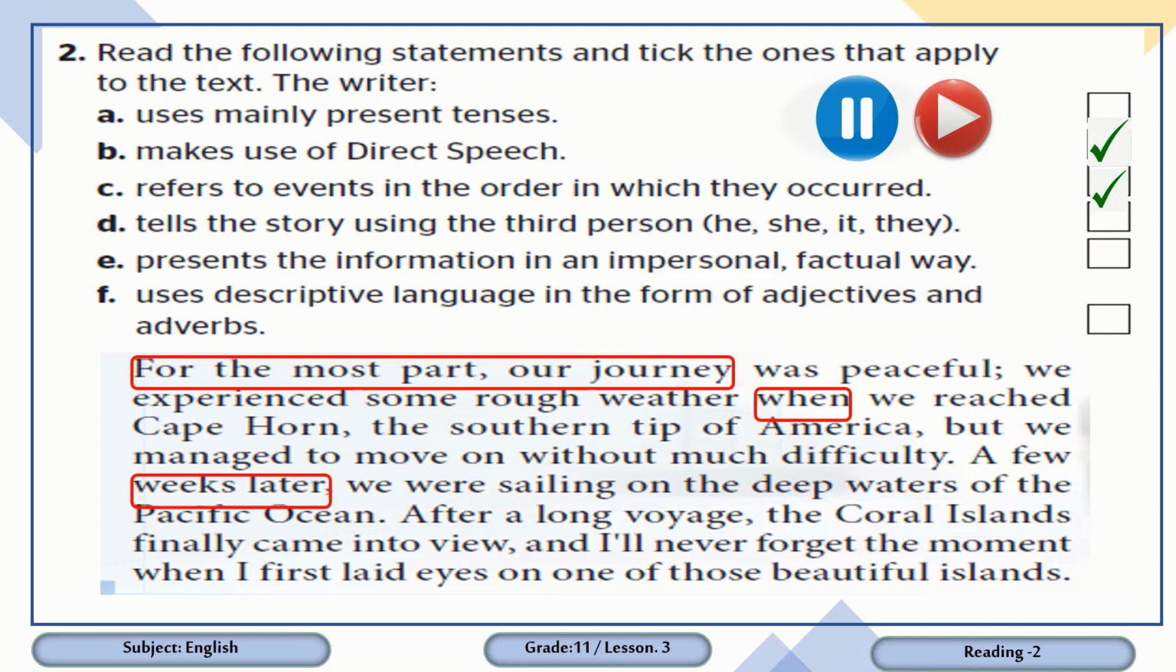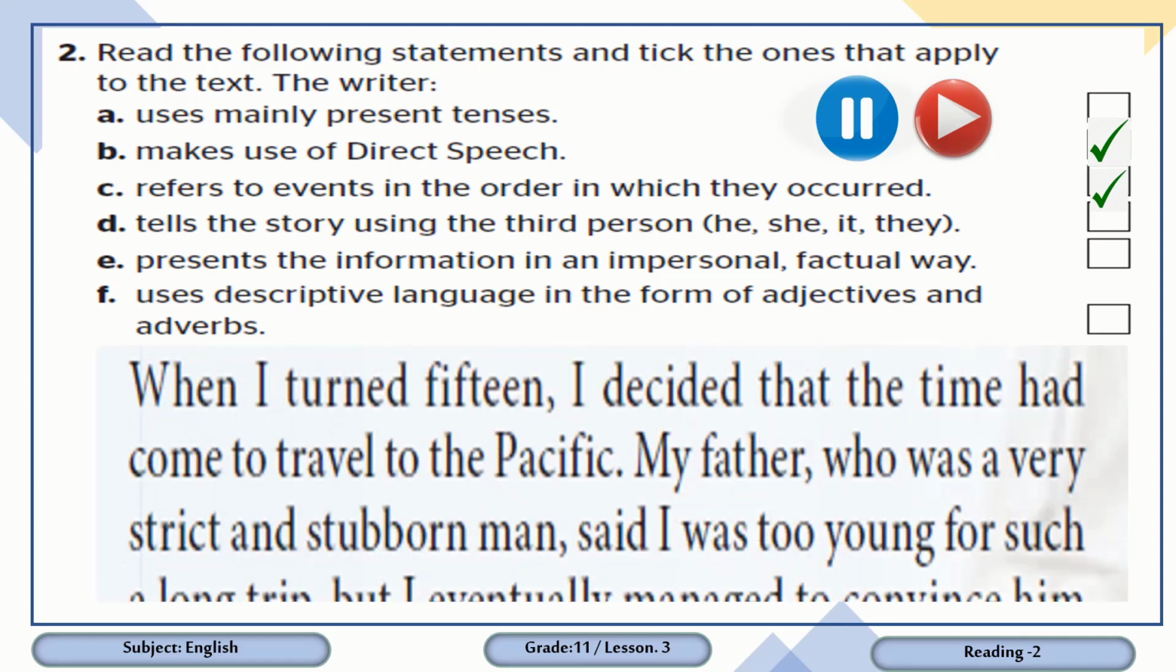Does the writer use descriptive language in the form of adjectives and adverbs? Let's check from the content. Yes. When he was talking about his dad, he said, "My father," who was very strict and stubborn. So he used two adjectives. So the writer uses descriptive language in the form of adjectives and adverbs. Excellent. Good job.